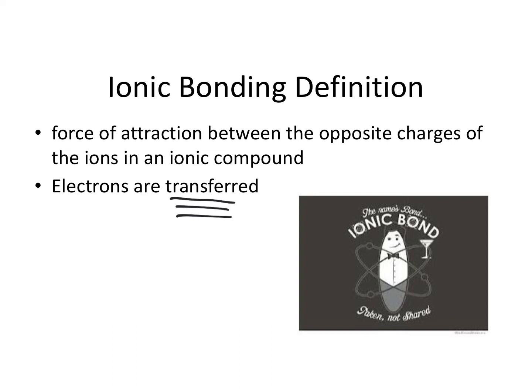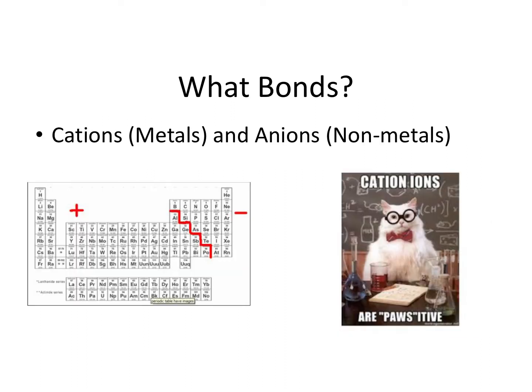A little bridge. All right? That's an ionic bond. It's a bond between ions. It's even in the name. Okay? Well, what is bonding? Well, you have a cation, which is the metal, and the anion, which is a nonmetal. You have to have at least one of each.